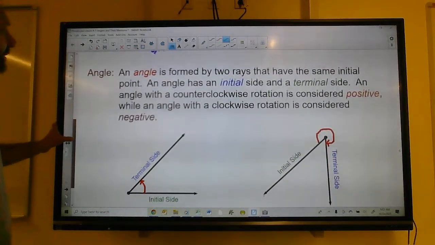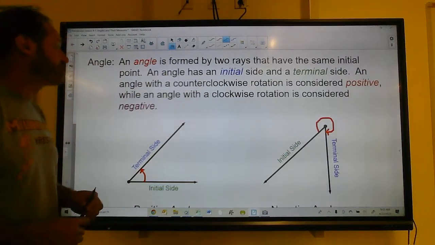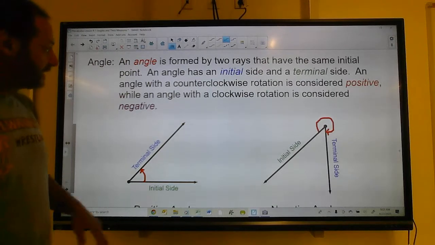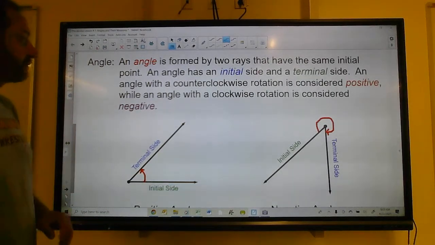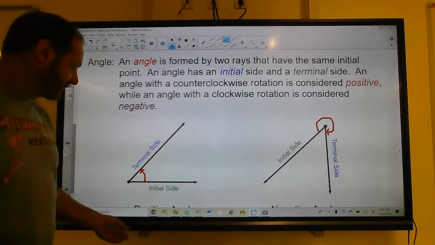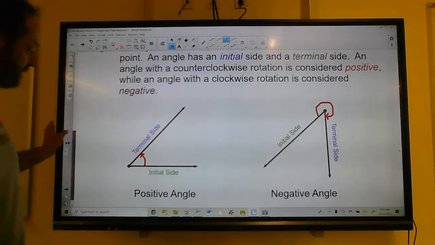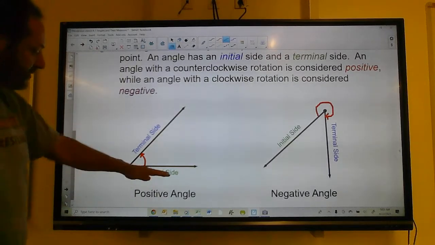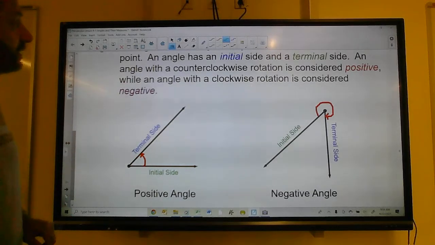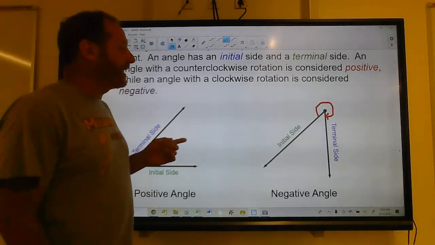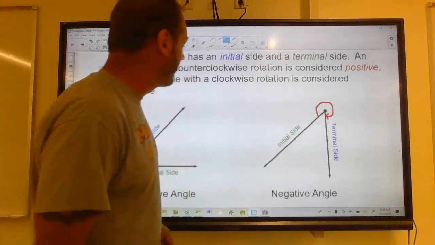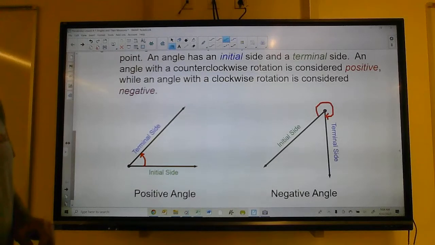An angle is formed by two rays that have the same initial point. So an angle has an initial side and a terminal side. The initial side is where it starts, the terminal side is where it ends. An angle with a counterclockwise rotation is considered positive. So this would be a positive angle right here. Goes counterclockwise, initial side here, terminal side here. The arrows show you the direction. And then an angle with a clockwise rotation like this one, started here, went all the way around to here, that's considered a negative angle.